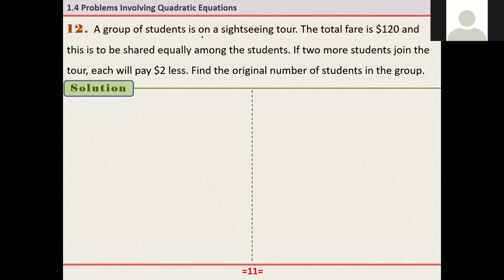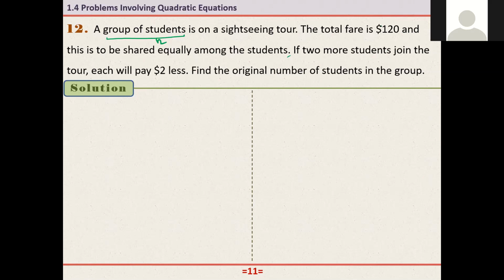A group of students is on a sightseeing tour. Okay, a group of students. How many students? We don't know. Immediately that comes to our mind. The total fare is $120, and this is to be shared equally among the students. All right, so how many students do we have here? We don't know. Let's say it is N. And the total fare is 120, and this is to be shared equally among the students.